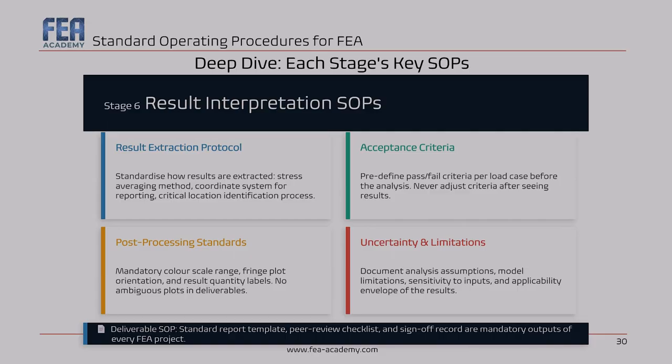I will conclude this deep dive of stage 6 with the deliverable package, your evidence base. The final output of any FEA project is not a number. It is a documented evidence base. The model, the mesh quality report, the convergence study, the result plots, the acceptance criteria comparison, the peer review checklist, and the sign-off record. This package is what permits someone else, a peer, an auditor, a future engineer, to understand, reproduce, and trust the results.